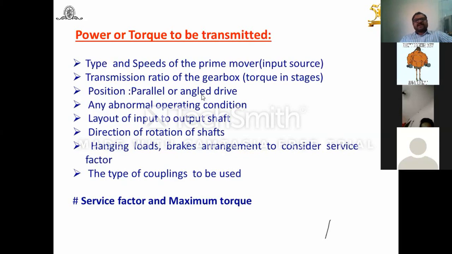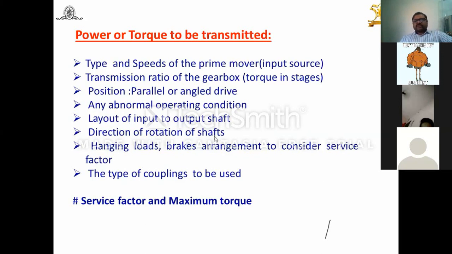Then position, parallel or angle, which is also related to power and torque. Then the layout of the input and output shaft: you have to decide whether the input and output shaft should be coaxial. Again, regarding the positions, there should be a synthesis, meaning a map of the gearbox should be in your mind for a single stage, 2 stage, 3 stage. Accordingly, you can plan your activity and decide the compactness and size of the gearbox.